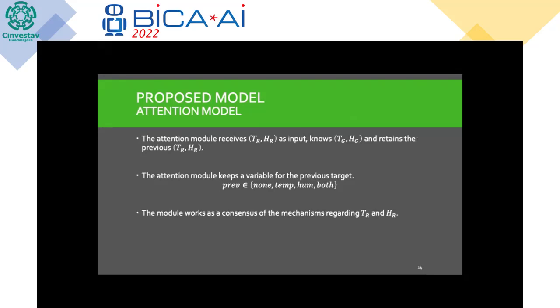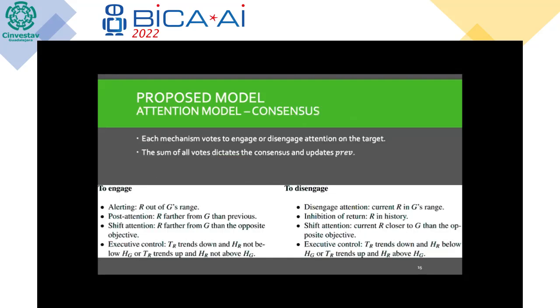The attention module receives the hydrothermal state of the room as input, knows the agent's goals, and retains previous temperature and humidity of the room, as well as what happened the previous time step, which is whether it engaged with temperature, humidity, none, or both. This module works as a consensus of the mechanisms regarding temperature and humidity, as we can see in this slide. For the consensus, each of the mechanisms has a vote, which is to engage or disengage attention on the target, according to the lists below. And the sums of votes for engaging or disengaging becomes the consensus and updates the variable of its memory.